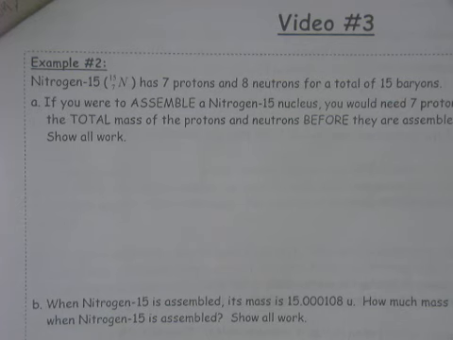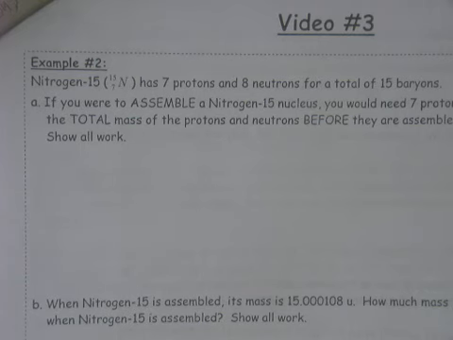And here it is. We're going to take a look at nitrogen 15. Remember, it has 7 protons, 8 neutrons, for a total of what we call 15 baryons. Remember, 15 baryons is simply the number of neutrons and protons added together. Alright, so here it is. I'm reading right off the sheet: if you were to assemble a nitrogen 15 nucleus, you would need 7 protons and 8 neutrons. Calculate the total mass of the protons and neutrons before they are assembled into a nucleus. Show all your work below.